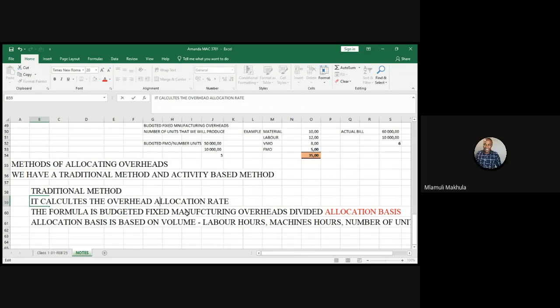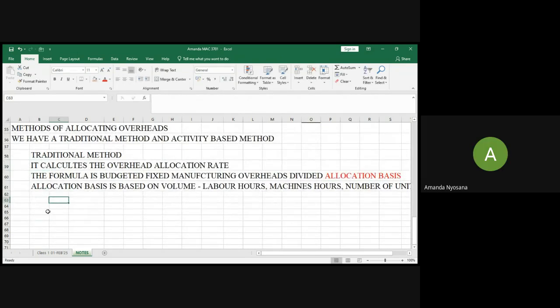All right. So budgeted overheads, you don't have to worry about it. It is always going to be given. And the allocation basis will always be given. What you need to do is just understand and be able to calculate it. That is the traditional method.